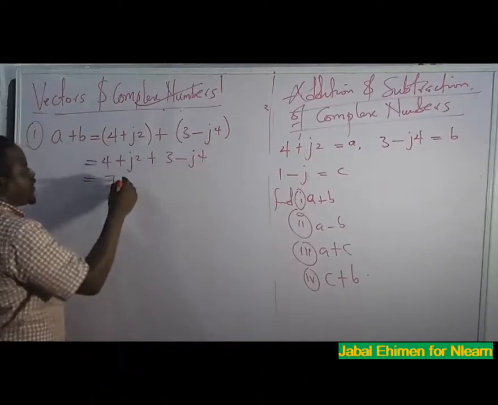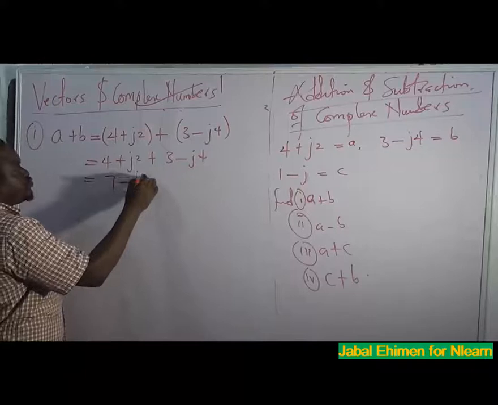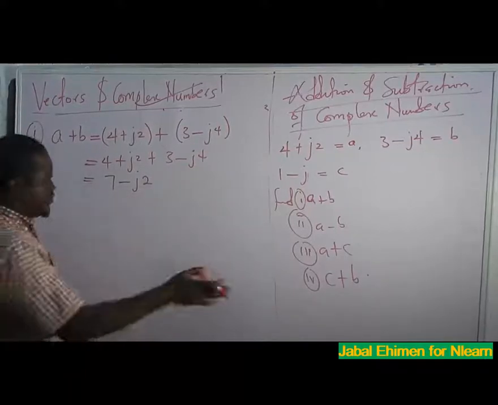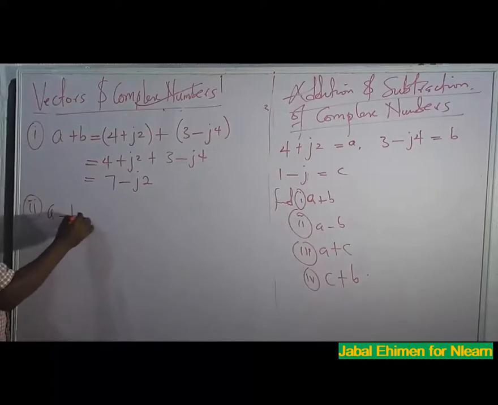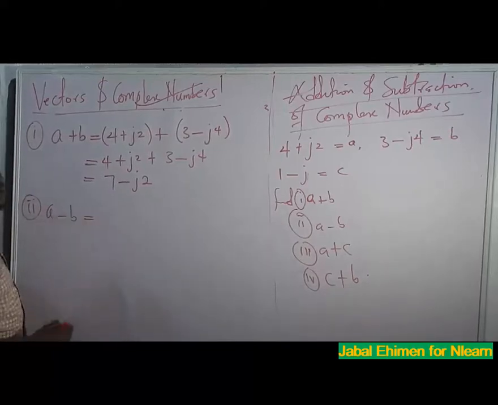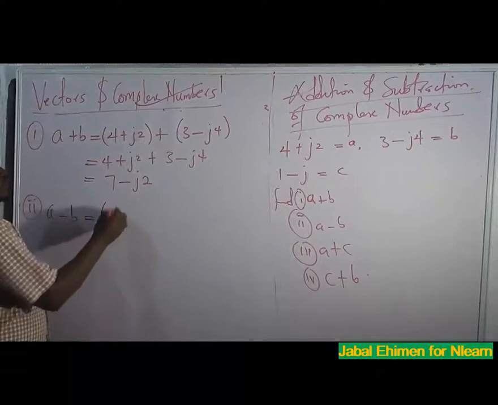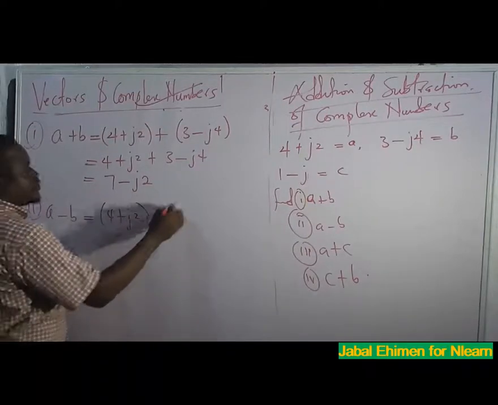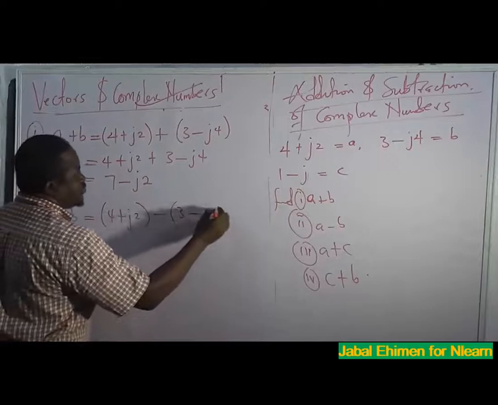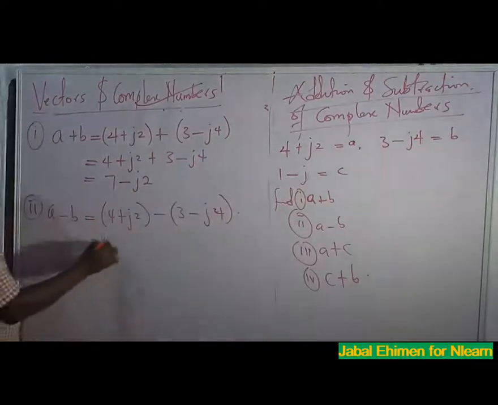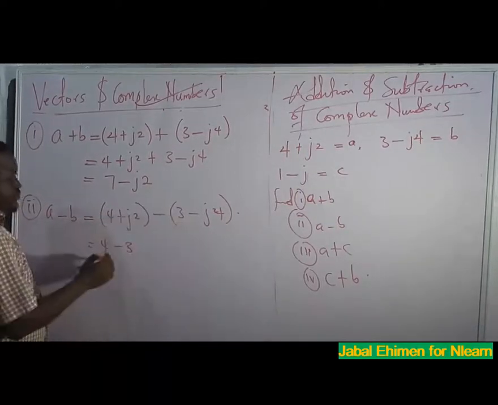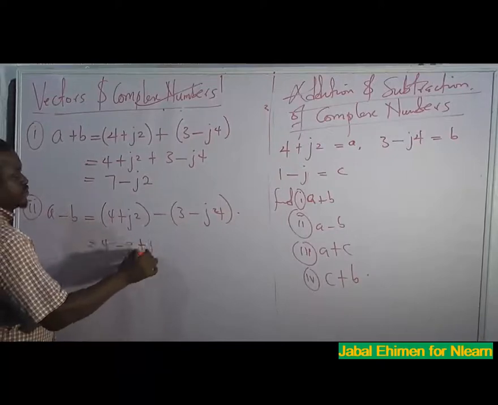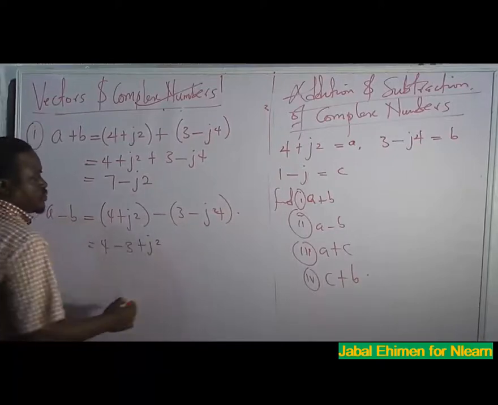2J2 minus 4J2, that will become minus J2, because 2 minus 4 is minus 2. So we have 3. And question 2. Question 2 is A minus B. For the A minus B, you have 4 plus J2 minus 3 minus J4. So that will give us 4 minus 3 for this. Then we have plus J2, plus J2.